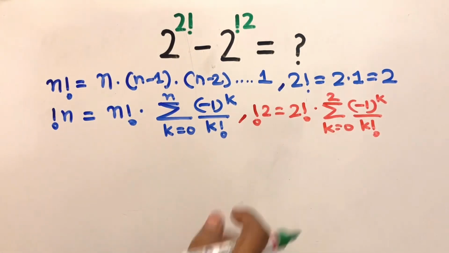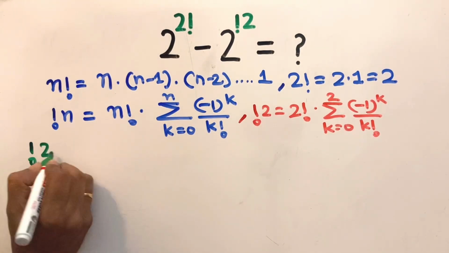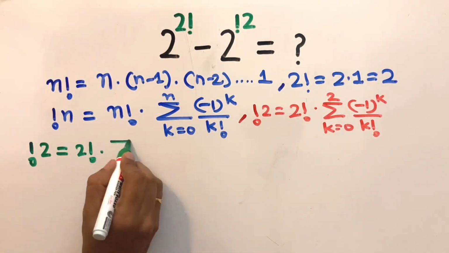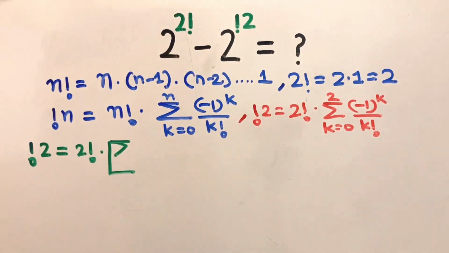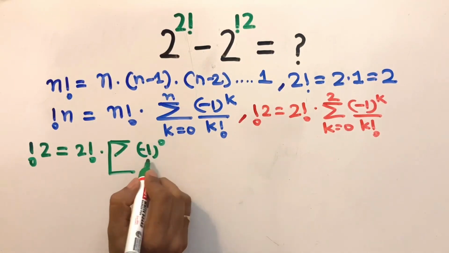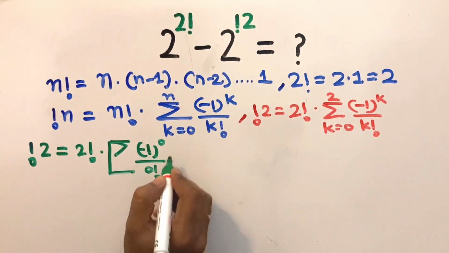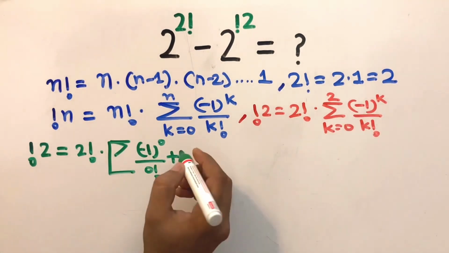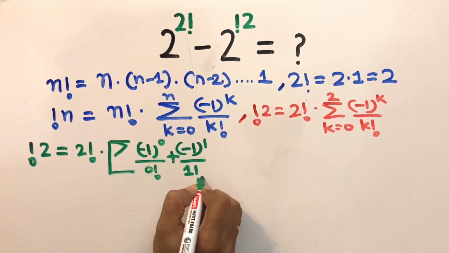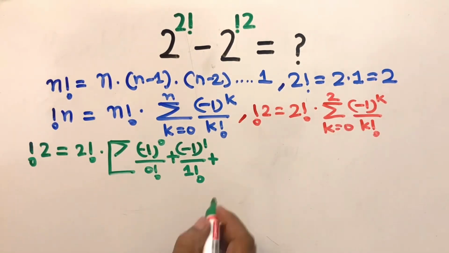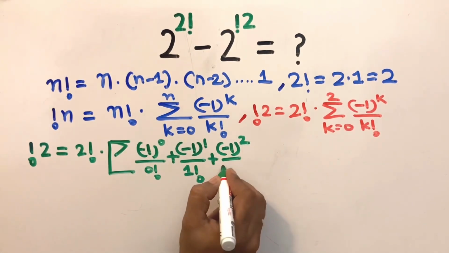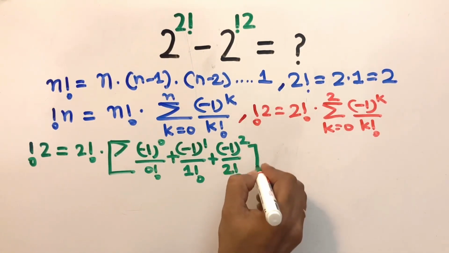So by simplifying this, we get subfactorial of 2 equals to 2 factorial multiply bracket, for k equals to 0, this is minus 1 to power 0 divided by 0 factorial, plus for k equals to 1, this is minus 1 to power 1 divided by 1 factorial, plus for k equals to 2, this is going to be minus 1 to power 2 divided by 2 factorial, bracket close.